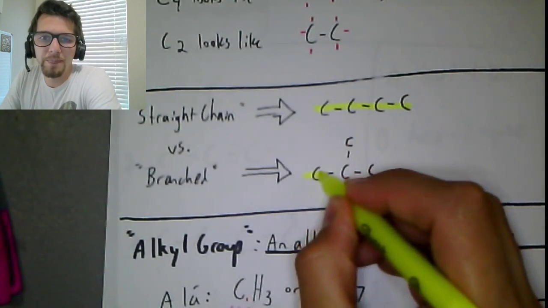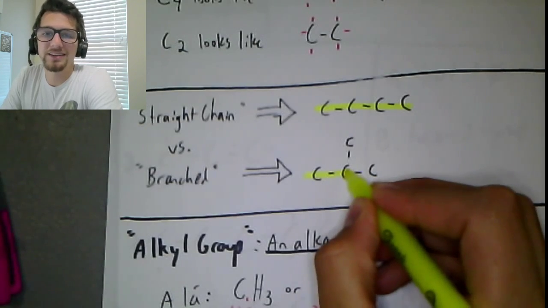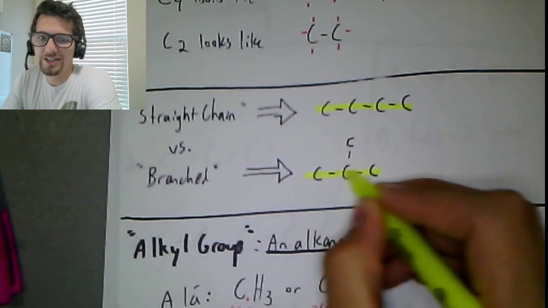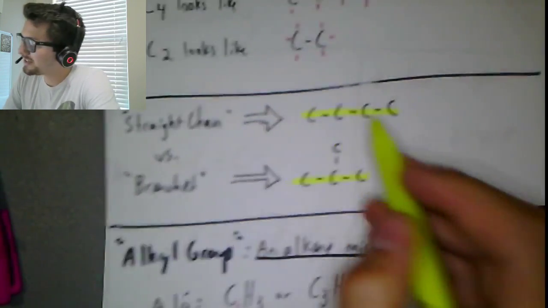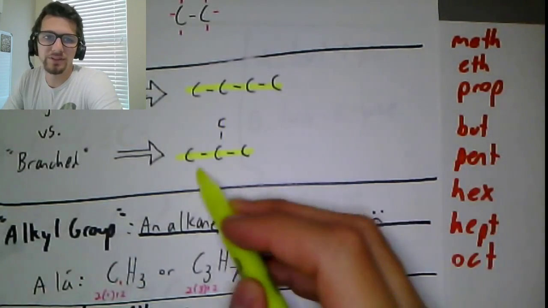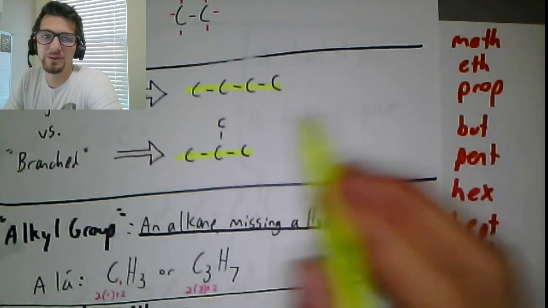From here, I can't go up and then right. And I can't go right and then up because I can't backtrack. So I can only trace 3. So this has 4 in a row, so the prefix for this one would be but, but this one can only have 3 in a row. So that would be prop.